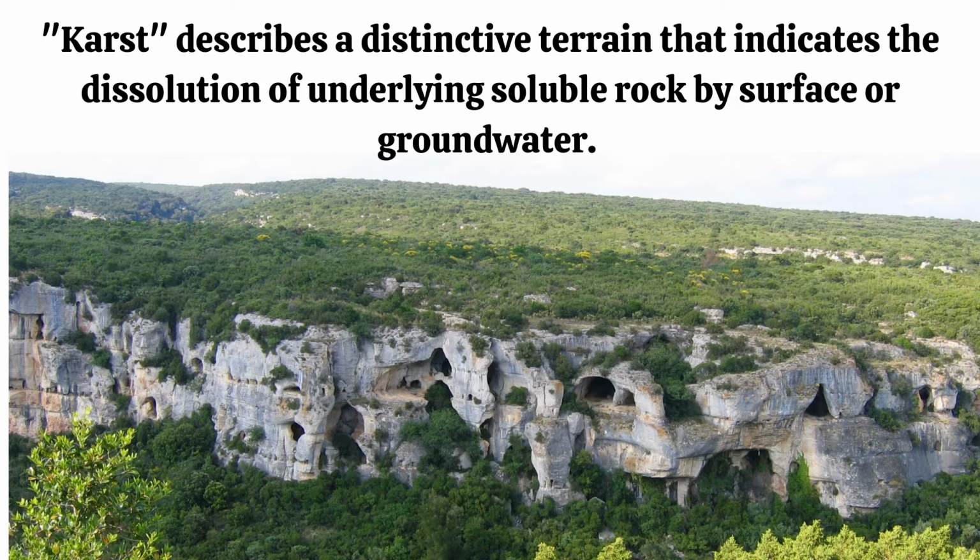The term karst describes a distinctive type of terrain and indicates the dissolution of the underlying soluble rock by surface or groundwater. These areas are usually found in regions of plentiful rainfall where the bedrock consists of carbonate-rich rocks such as limestone, gypsum, or dolomite. These rocks are easily dissolved by slightly acidic rainwater.